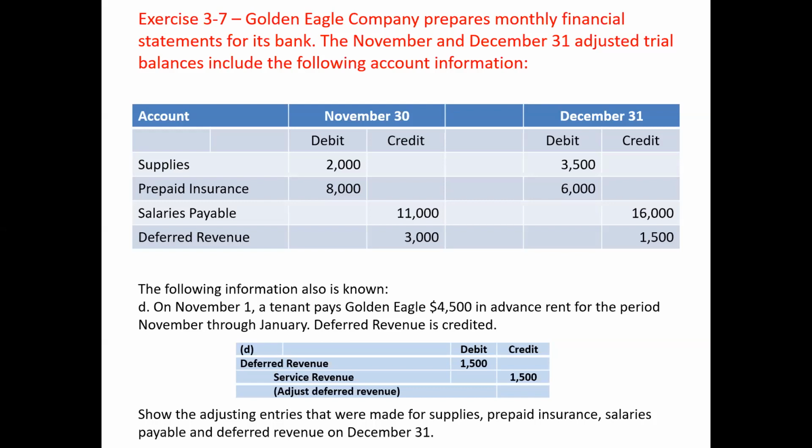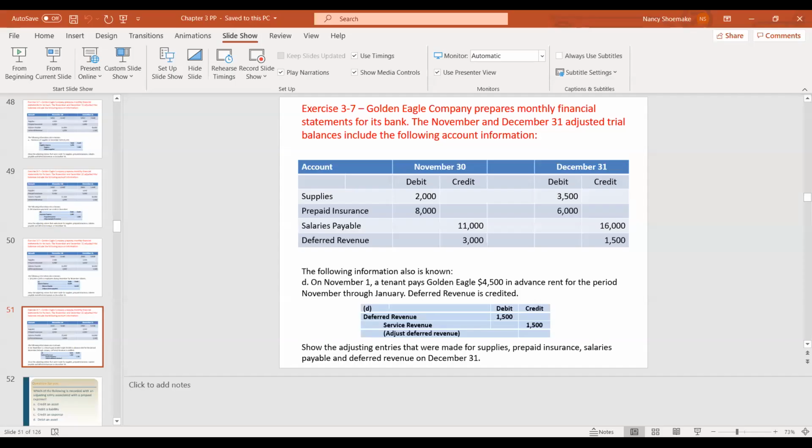Well, isn't that the same thing that's happening now in December? Another third of that amount that was given to them on November 1st is now revenue. So in this example, it looks to me like we would have debited deferred revenue for $1,500, and we would have credited rent revenue for $1,500 to end up with a credit here of $1,500.